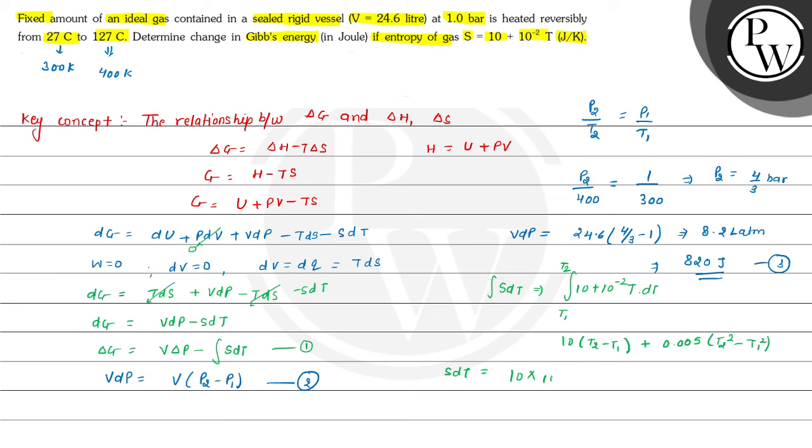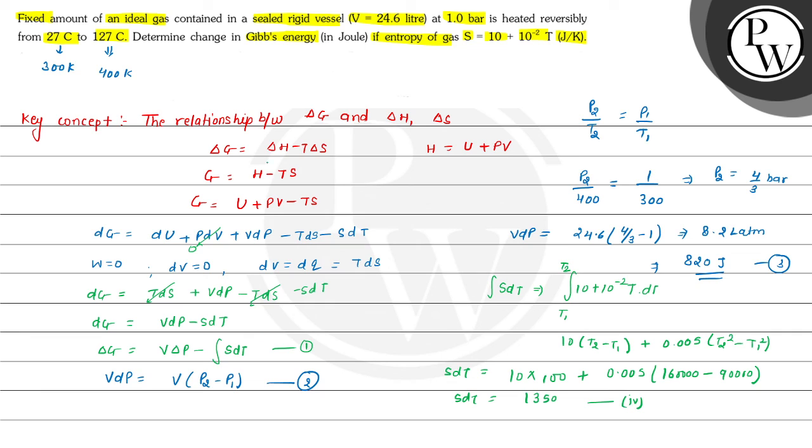So 10 multiplied by 100 plus 0.005 multiplied by 400 square minus 300 square. So we can write here 16,000 minus 9,000. So the value of integral S dT comes out to be 1350. Let's say this is our equation 4.